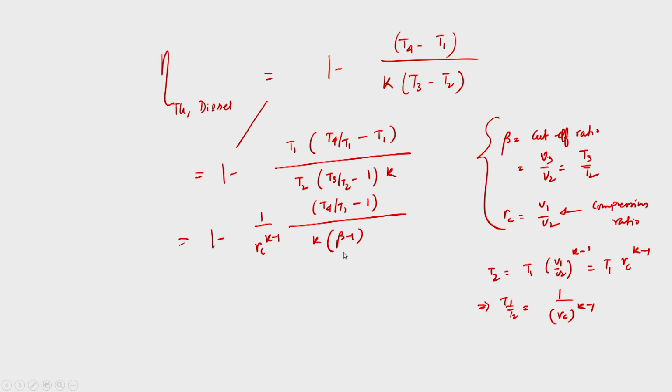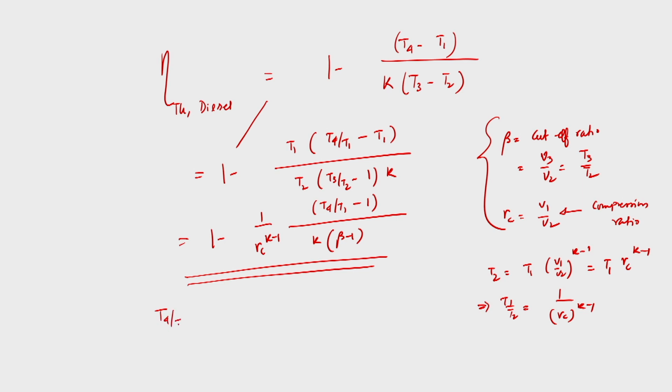Now I have to write T4 by T1 minus 1 in terms of the cut-off ratio and the compression ratio. How can I write it? For that we again need to do a few more steps. This is the expression, but it still contains the temperature ratio T4 by T1, and that is the very important thing, because I have to write T4 by T1 in terms of beta and RC.